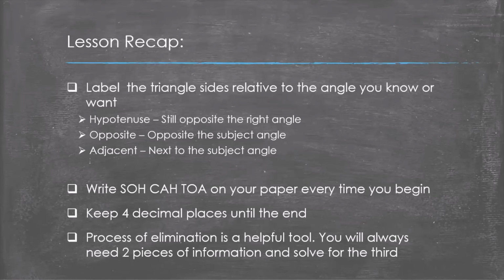It's not the kind of equation they're usually going to give on a block exam. Keep 4 decimal places until you get to the end. That's a good general rule for these questions, especially given the precision of your trade. And finally, the process of elimination is a helpful tool. You will always need 2 pieces of information. You'll be solving for the third. So look at that SOH, CAH, TOA, figure out which of those 3 you have 2 pieces of information for, and that's the ratio you will select.